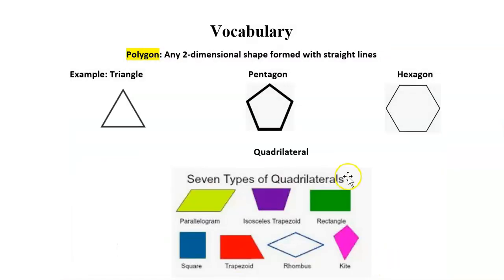Now in front of us, we have our vocabulary. Our first vocabulary word is polygon. A polygon is any two-dimensional shape formed with straight lines. So we have a triangle, a pentagon, a hexagon, and quadrilateral. And the picture below shows 7 different types of quadrilaterals. These are examples of what a polygon is. So please write these down and draw the pictures that go along with each example. Pause the video and do so at this time.